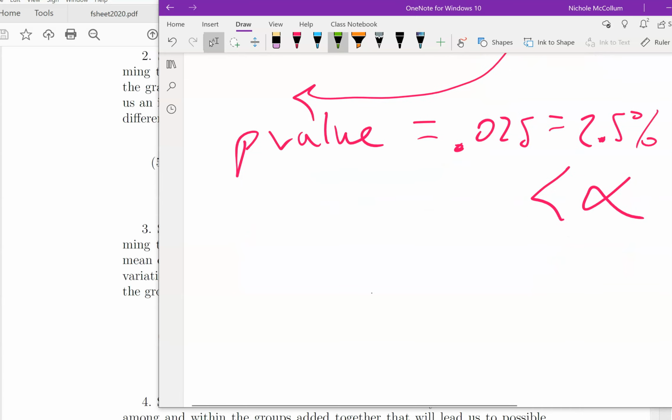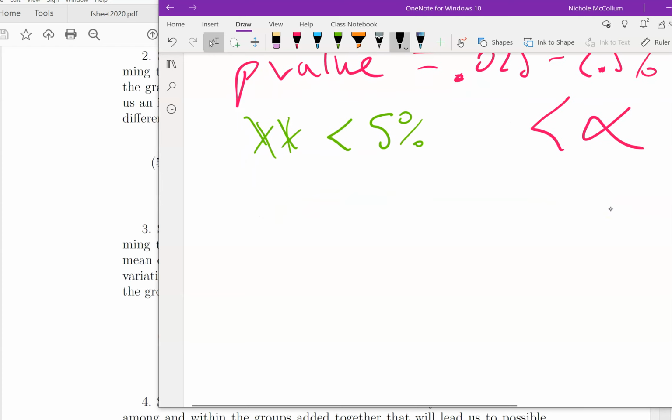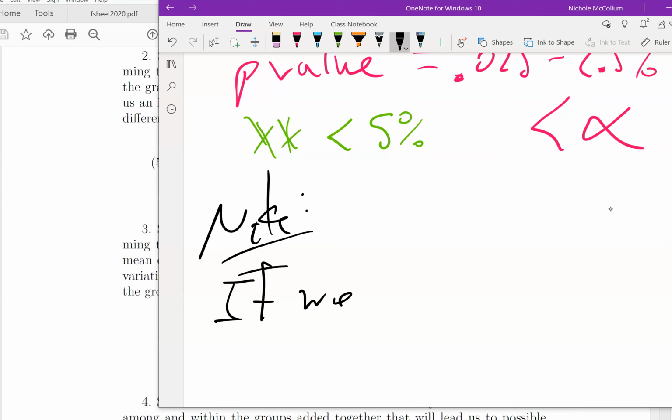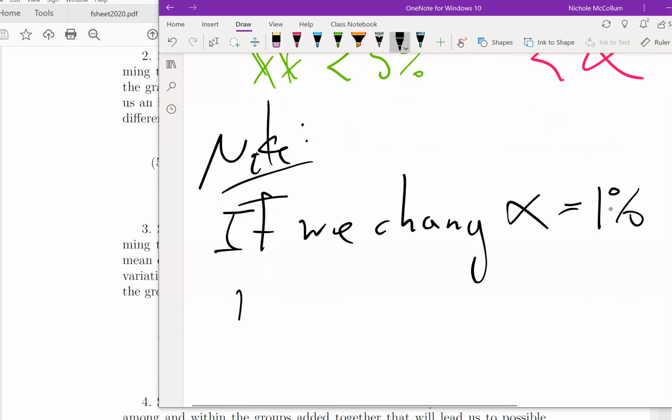Please notice something. This guy is double star different. That means it's less than 5%. If I change this to 1%, we're not going to get the same conclusion. If I change alpha, my p-value is no longer under it. Note, if we change alpha to 1%, we do not reject H-naught.